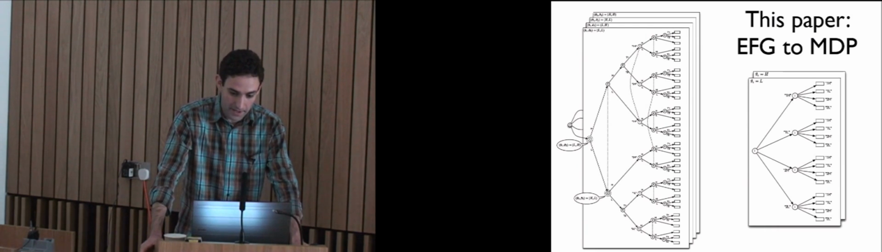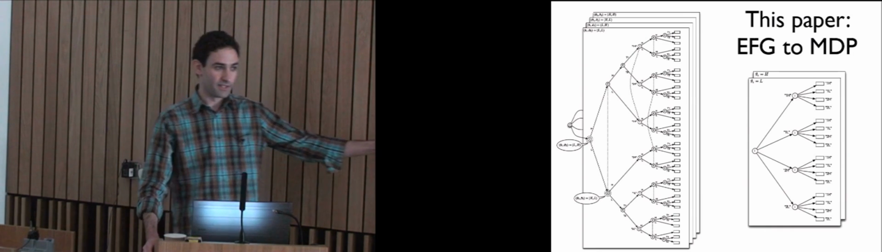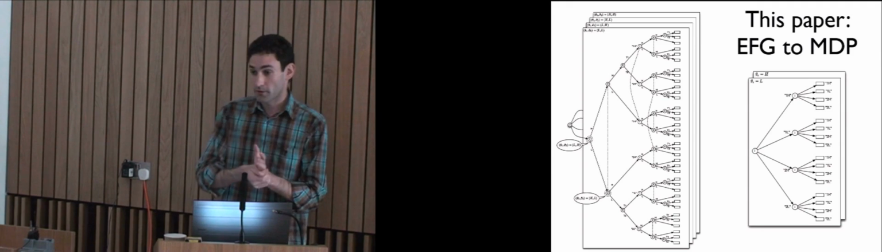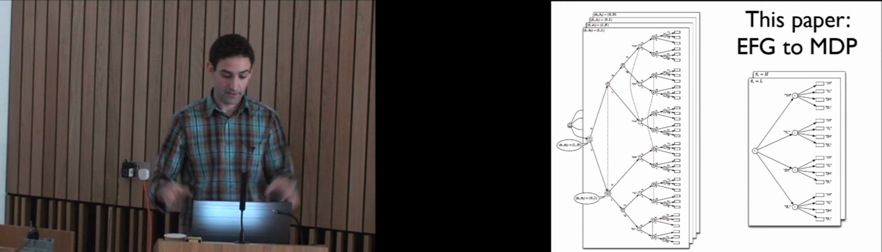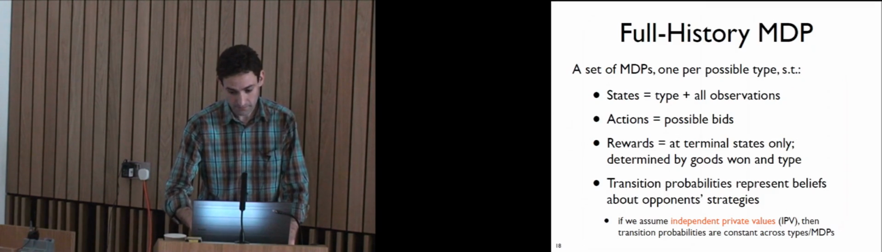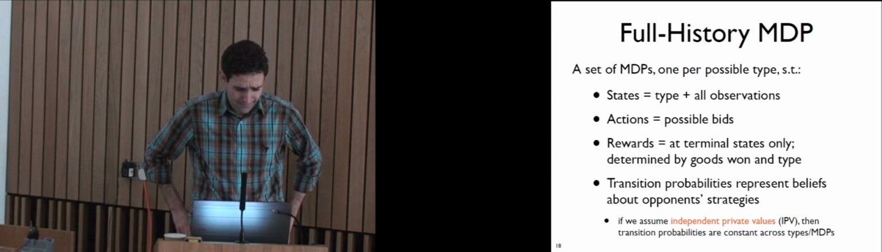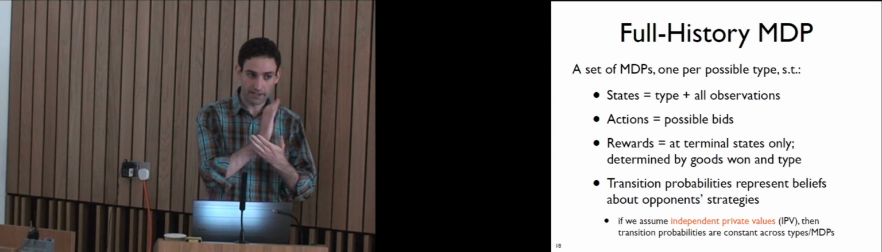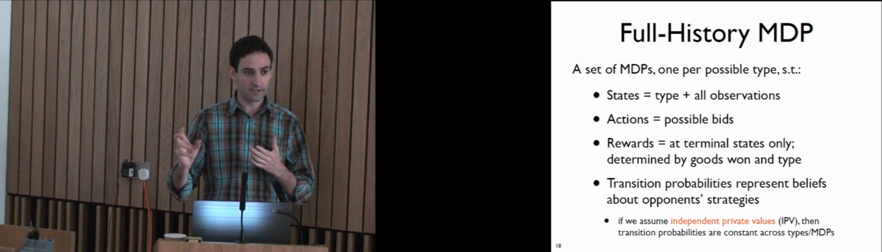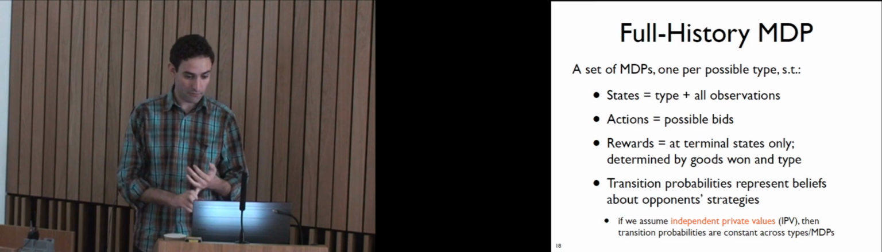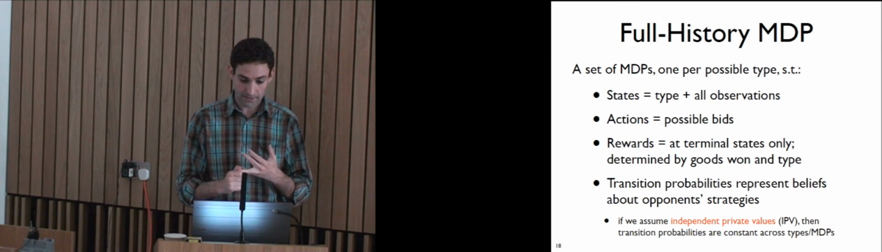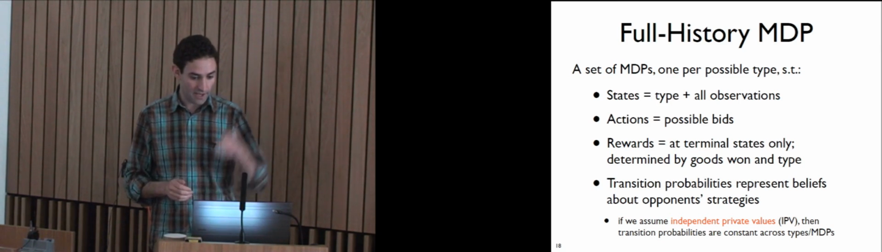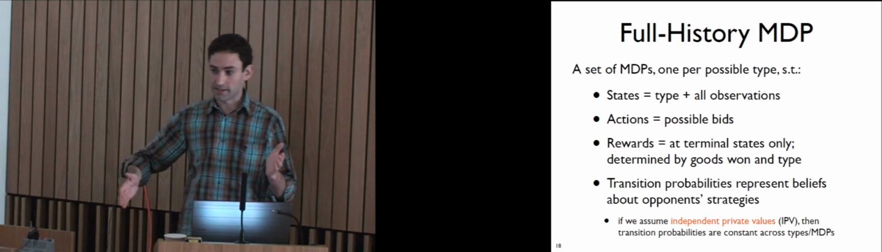So the EFG, extensive form game, on the left is unwieldy. It's really enormous, and we're going to look not at the game, but at just one agent's point of view. So we'll optimize for one agent, and we'll encode his optimization problem as an MDP. And it's going to be what was termed a full history MDP, meaning that all of the information that has happened up to the current auction is going to be maintained in the state. So states will include the type of the agent and all of the observations that the agent received up to that point. And so each agent will have their own MDP. Well, actions are bids, and rewards will be assigned after the last auction.